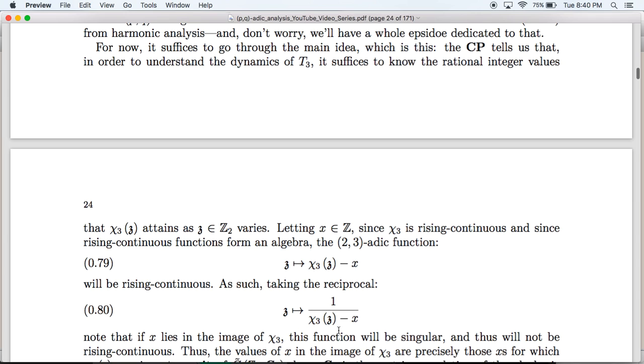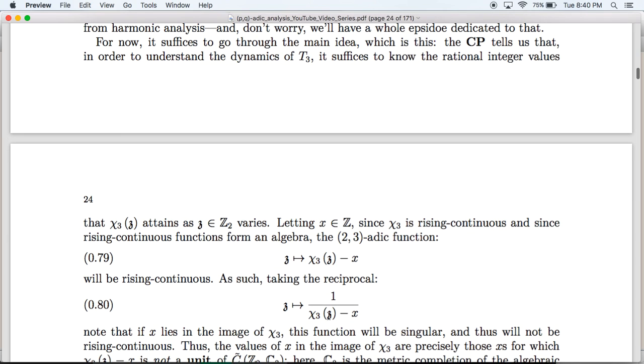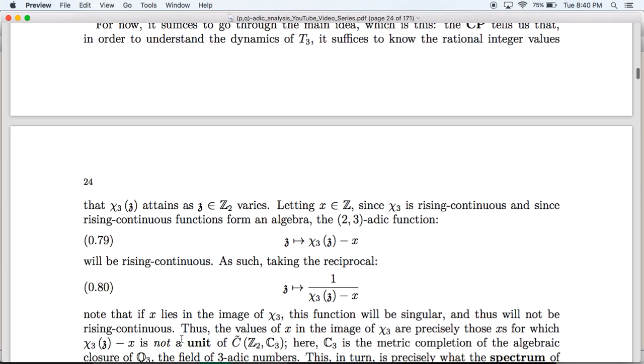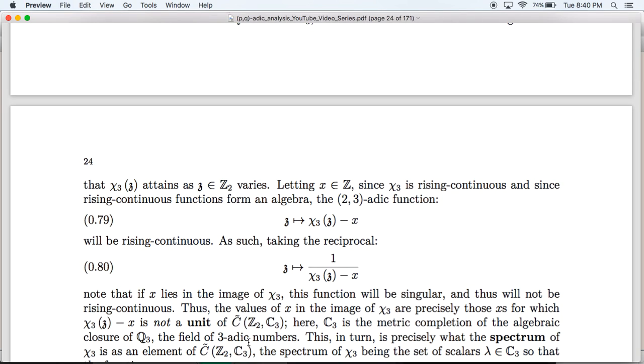Note that if x lies in the image of chi3, this function is going to blow up when z makes chi3 equal to x, and if x is not in the image of chi3, this function won't blow up. So the values of x in the image of chi3 are precisely those x's for which this function is not a unit of our Banach algebra. This is spectral theory. This is a Banach algebra. It has a unit. Its multiplicative identity element is the constant function 1, and so we can study the multiplicative invertibility of elements of this form.